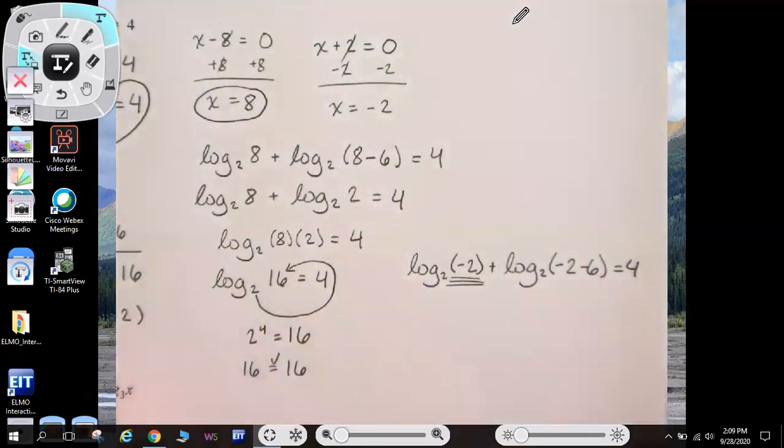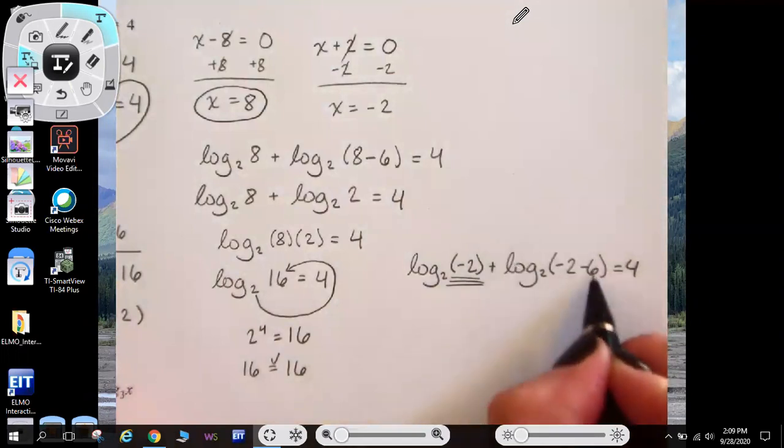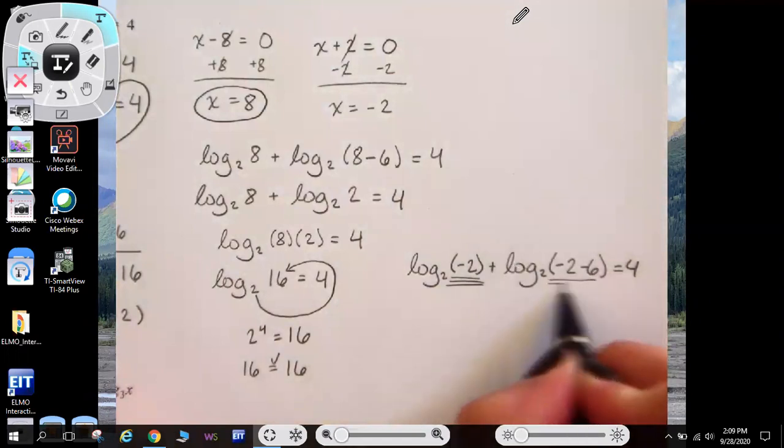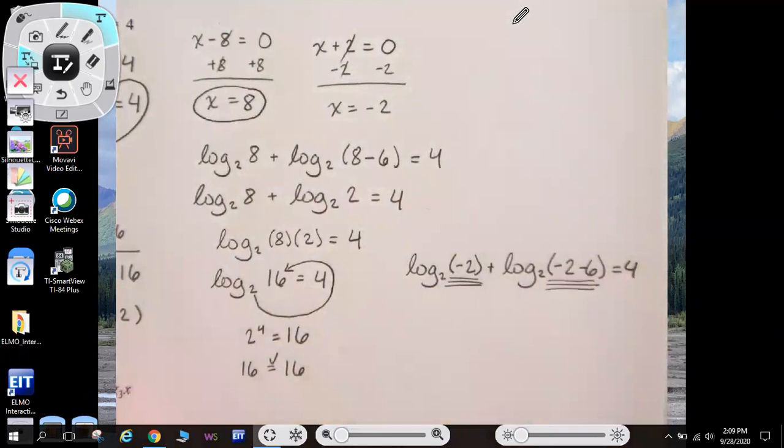And if we wanted to, we could look at this part right here. -2 minus 6 is going to be a -8 as well. But even if just one or the other was negative, we would still not be able to move on. So x equals -2 is not a solution.